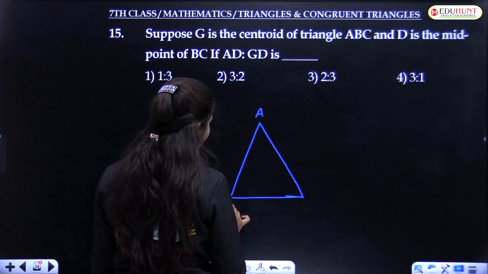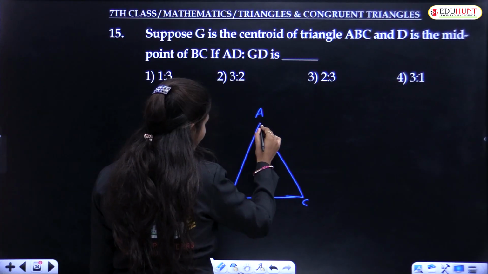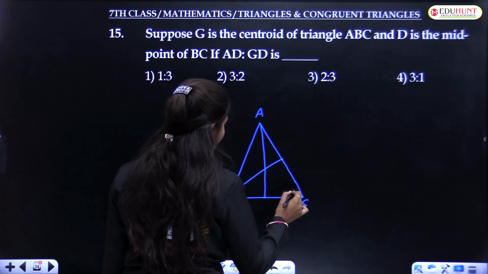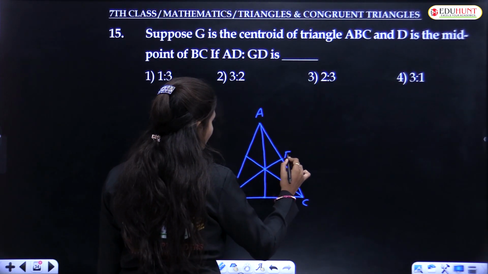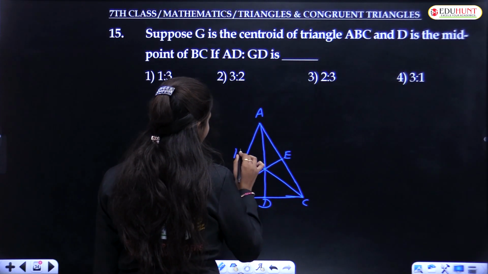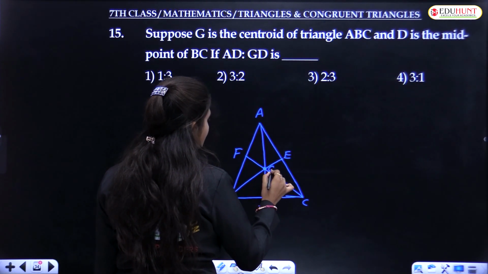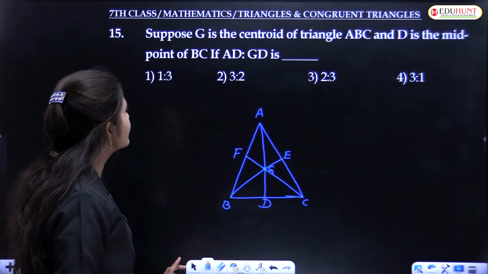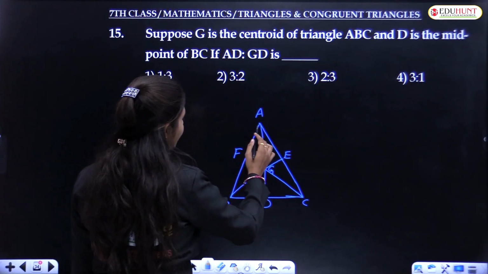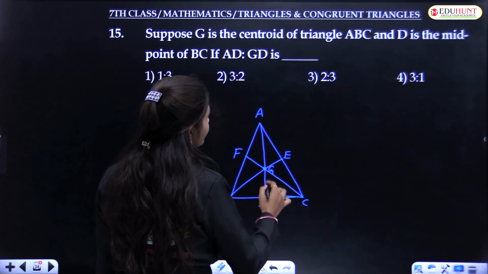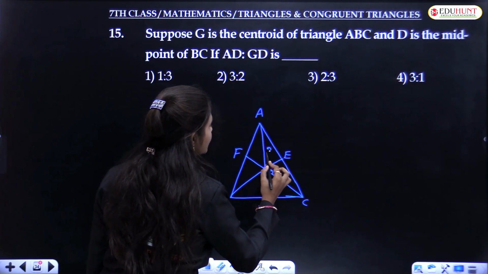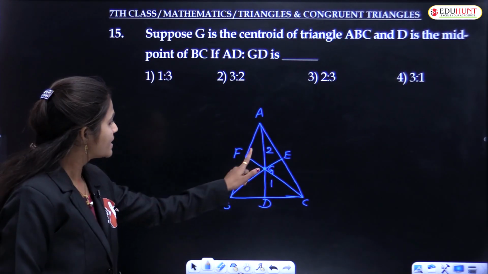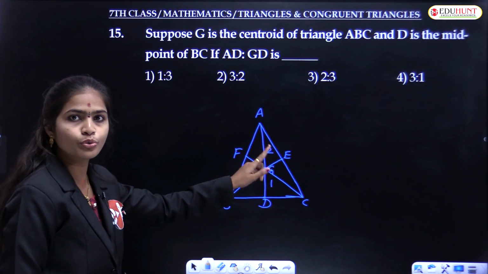This is the triangle ABC. Centroid means these are the midpoints, so this is E, D, F. Here this is the centroid. Here they are asking AD is to GD. Actually, G divides AD in the ratio 2:1. G divides AD in the ratio 2:1.